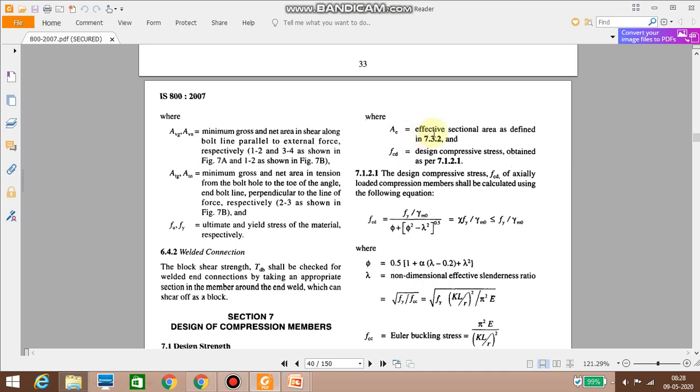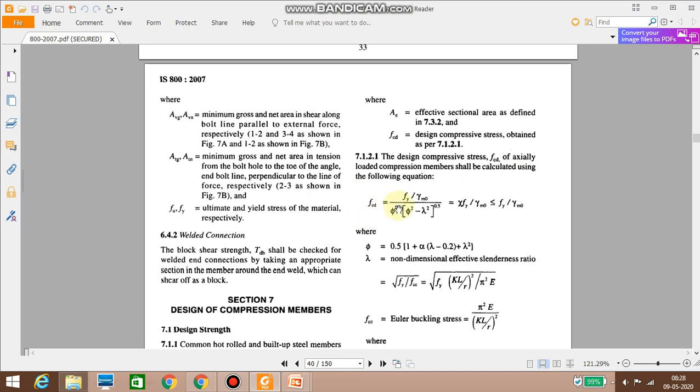The AE or AC is equal to effective sectional area of compression member, which is defined in section 7.3.2. You can go through that. FCD is nothing but design compressive stress, which is obtained as per 7.1.2.1. Now, 7.1.2.1 says what? The design compressive stress FCD for axially loaded compression member shall be calculated using following equation.